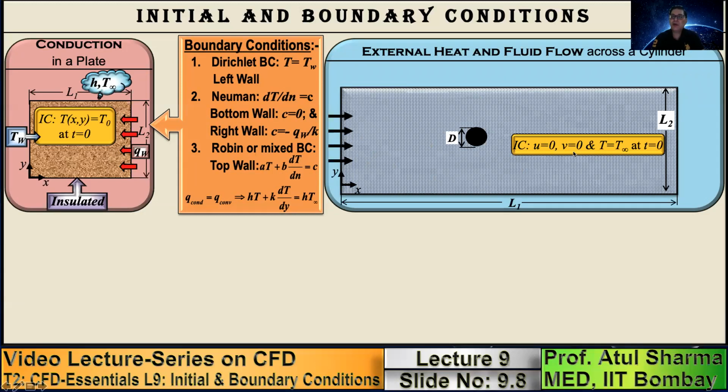This is for a 2D problem. u is the horizontal velocity, v is the vertical velocity. Both are 0. And the fluid here is at an ambient temperature. The fluid is entering with a constant horizontal velocity u equals u infinity, vertical velocity is 0, and the temperature is also at T infinity. So this is the initial condition, stationary fluid and ambient temperature. This is the condition of the fluid at the left boundary. This is called the inlet boundary condition.